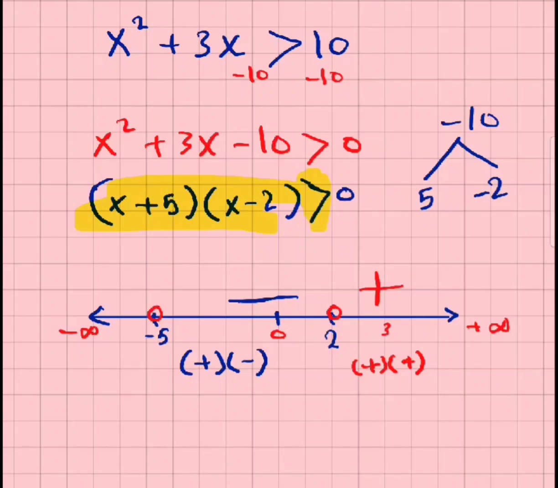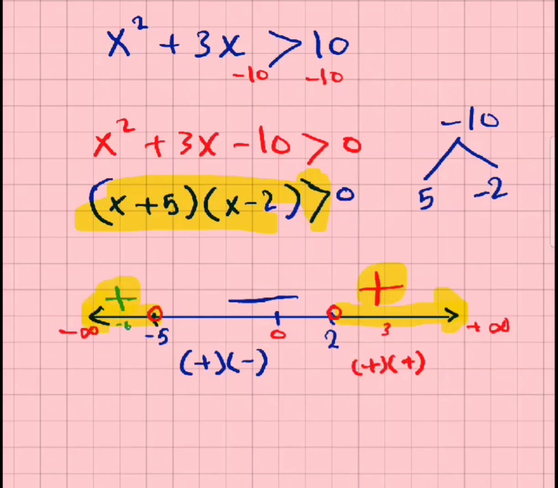Now, let's try negative 6. So negative 6 plus 5 is negative. Negative 6 minus 2 is negative. When you multiply 2 negative numbers, it will give you a positive number. So because it's greater than 0 and not less than 0, we want the part where x plus 5 times x minus 2 is positive. So we want this region on the left and the region on the right.